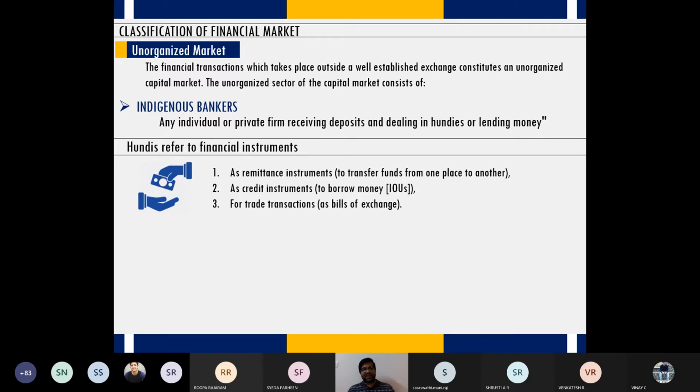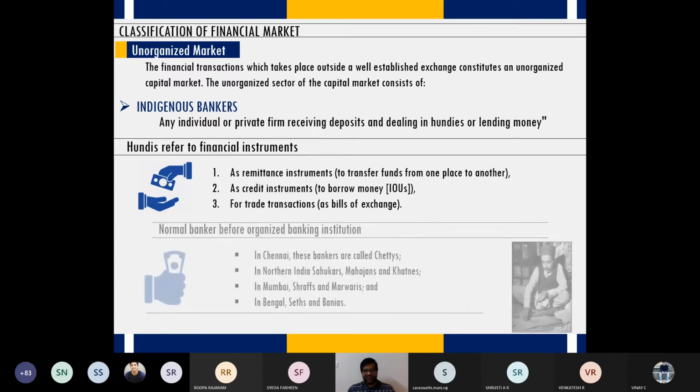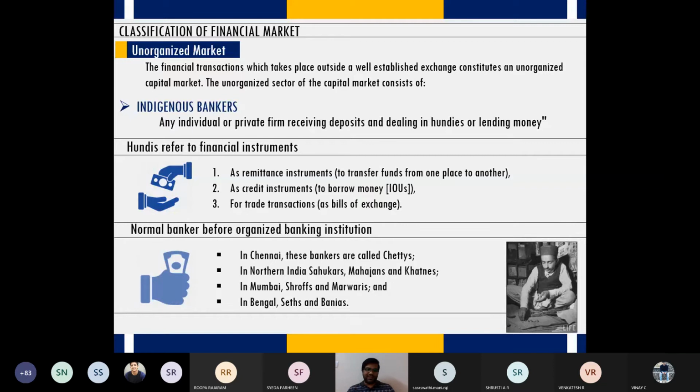So indigenous bankers have played a very important role, but it is just that indigenous bankers try exploiting, right? Some of the popular indigenous bankers are known by different names in different parts of India. Here you can see on the slide, in Chennai they are called Chettis. The Chetty community basically are the ones who serve as indigenous bankers. They give money, they give loans, right? In North India, they are called the Sahukars, Mahajan and Ketans. In Mumbai, they are called Shravs and Marwaris. In Bengal, they are called the Seth and Bania. So these are the true indigenous bankers.